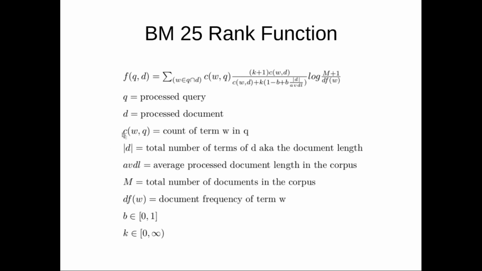Also, for the counted term W in Q, you can imagine that in the entire corpus you might have many different terms, right? From all of these documents. But for each individual document, most of the terms inside the entire corpus are going to have zero count. There are only going to be very few terms for a particular document to have a non-zero count.